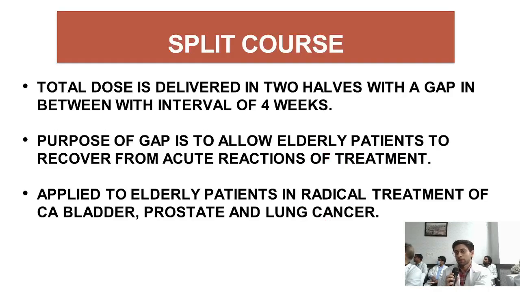This is a split course regimen. It's basically for the elderly patients who are getting radical treatment for cancer bladder or prostate or lung cancer. What we do is we actually divide the two halves with a gap in between, with interval of 4 weeks. It's just for the elderly patients so that they can actually recover from acute reactions of treatment.